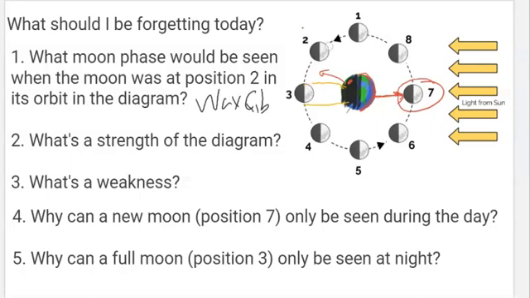Same logic happens on a full moon. You only see full moon... oops, can't erase the night side of the Earth. A full moon, which is position 3 over here, in order to see the full moon, you can't be facing the sun. If you're over here where it's daytime, you wouldn't be able to see the moon anymore. It would be on the other side of the Earth, and it wouldn't work.